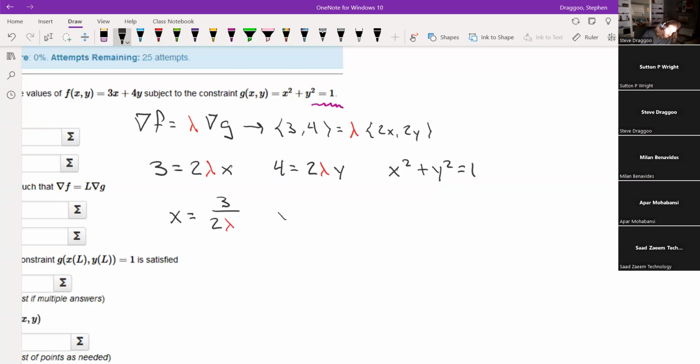I'll get something like y equals 4 over 2 lambda. I'll just call that 2 over lambda. And then I can substitute both of those into the boundary equation. 3 over 2 lambda squared plus 2 over lambda squared is equal to 1.